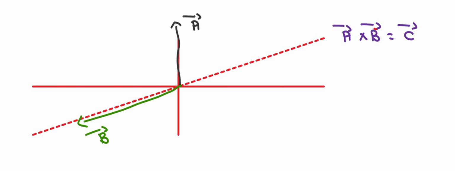We know that the C vector is perpendicular to the A vector and also perpendicular to the B vector, as well as perpendicular to the plane containing the A vector and the B vector, and in this case it is nothing but the YZ plane. So the C vector actually lies along the positive x-axis. This is basically the C vector.